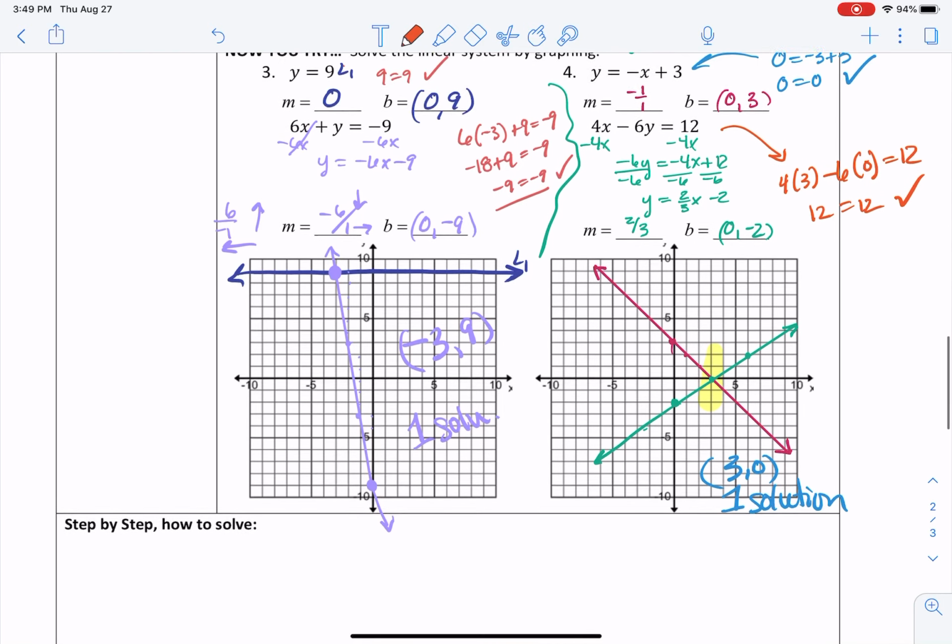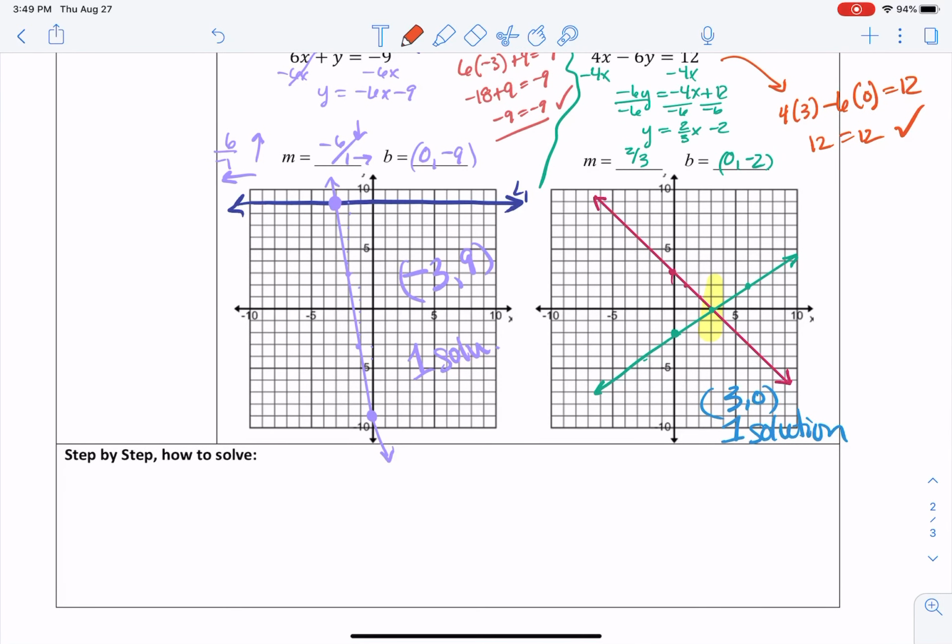Take a minute and write down step by step how to solve those systems of equations by graphing, what you need to do. Go back and restate the first couple lines of the notes so that you can feel confident in your understanding of how to solve a system of equations by graphing.